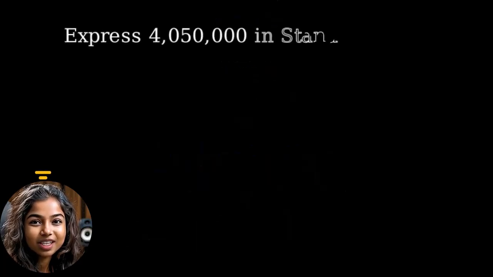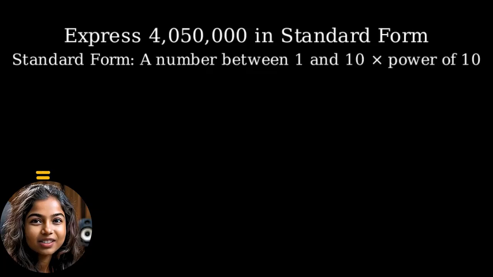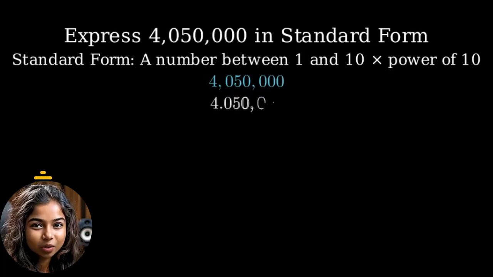Let's solve question 14. Express 4,050,000 in standard form. To convert a number to standard form, we need to express it as a number between 1 and 10 multiplied by a power of 10. Let's start by writing out our number, 4,050,000. To convert this to standard form, we need to move the decimal point to get a number between 1 and 10. Let's insert a decimal point after the first digit.